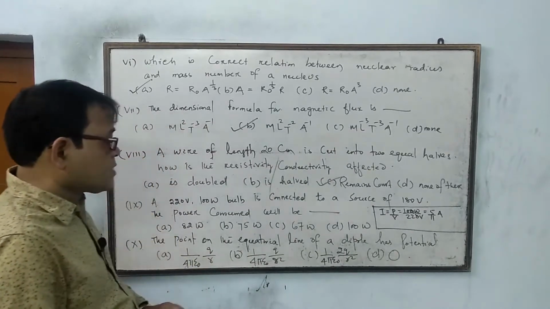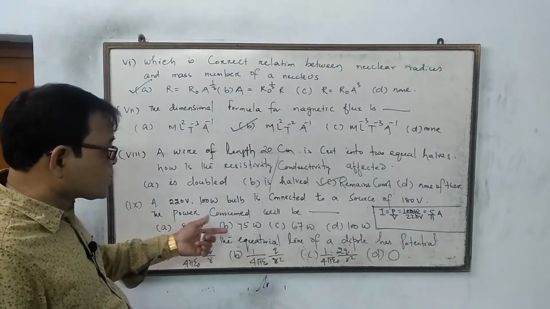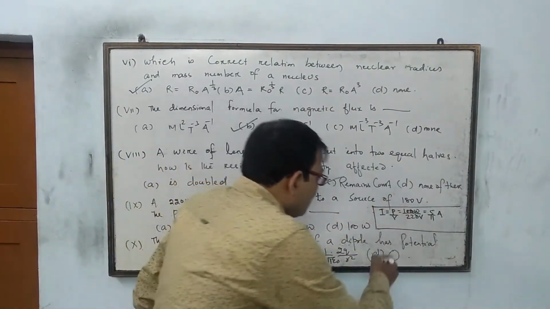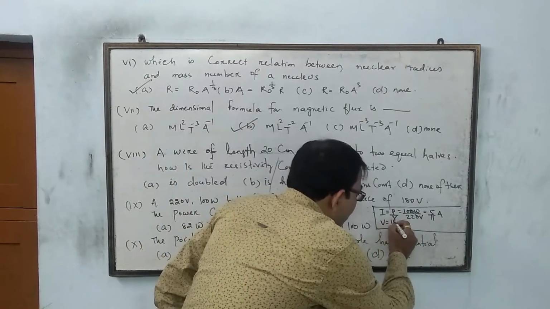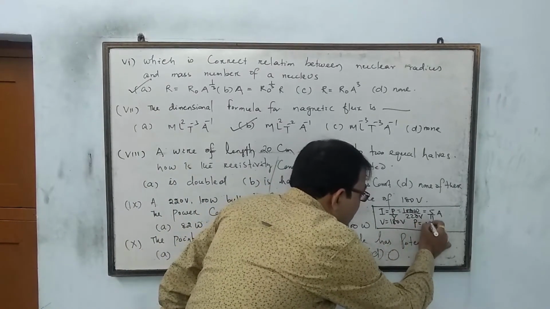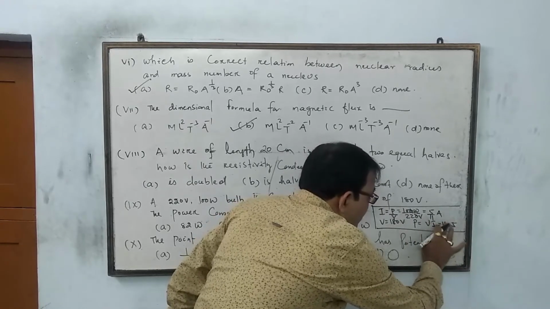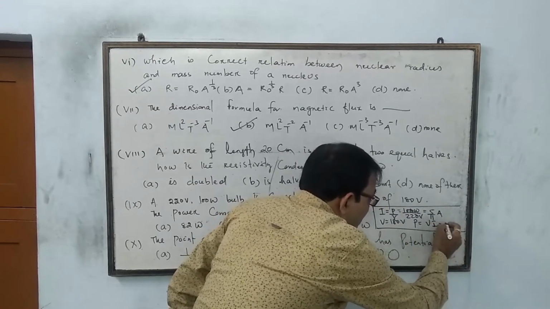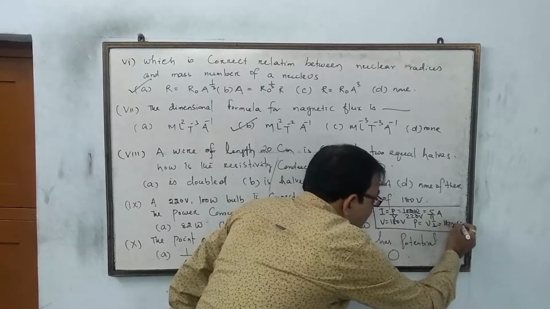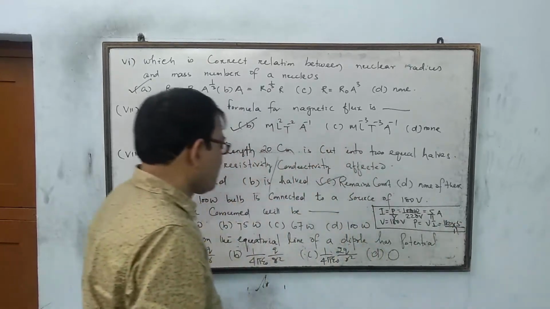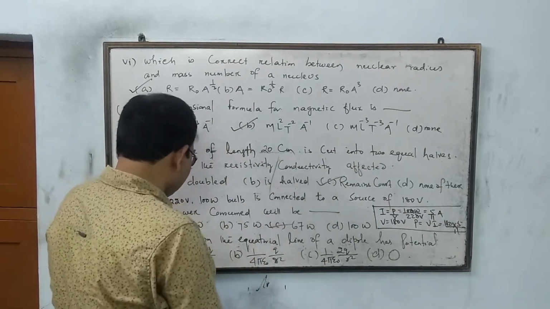Now our question is, it is connected to a source of 180 volt. Now voltage V is equal to 180 volt. Then what is the power P? P equal to V into I. So 180 into 5 by 11. You will get approximately 67 watt.